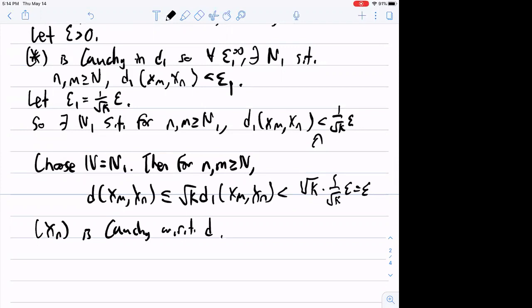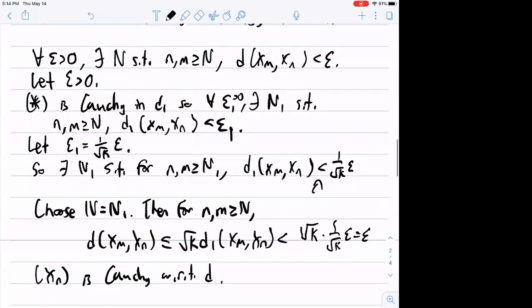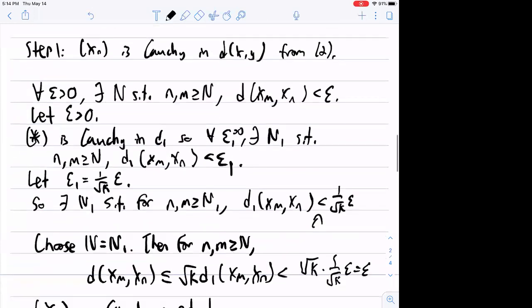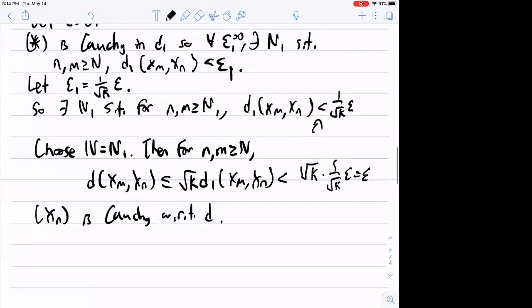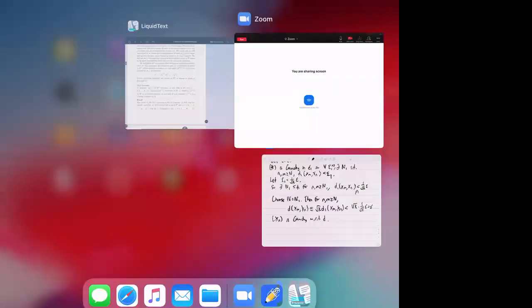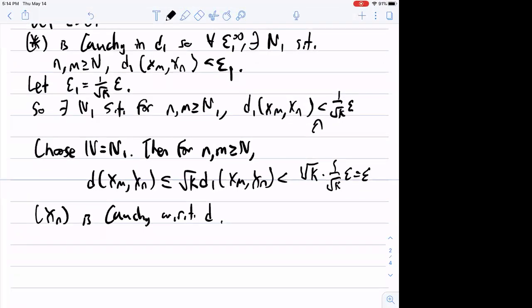Is everyone clear so far? The fast way is just to say, if d1 is smaller than epsilon, then d is smaller than epsilon, because d is less than d1, up to some constant. That's the idea. Is everyone clear so far? Sorry for the y, I don't know why I put y. Okay, now we could use lemma 13.3.